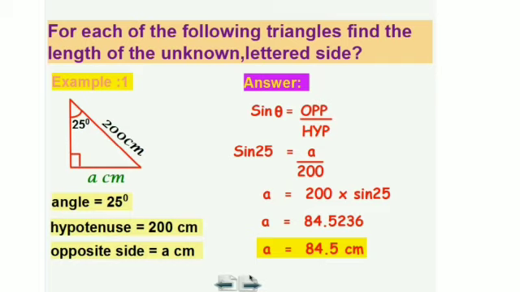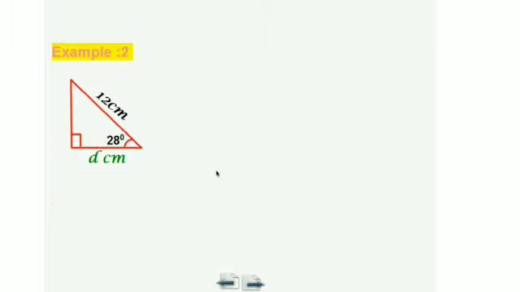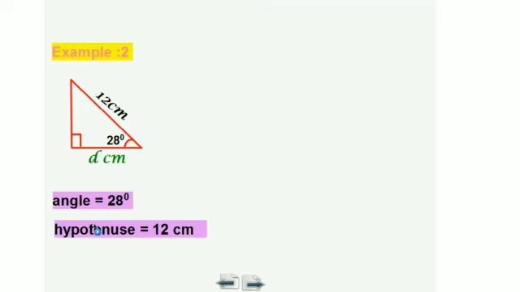We can check another example. Example 2. The question is, there is a right angle triangle. One angle is 28 degree. Comparing to this angle, this is the adjacent side, d centimeter. Then this is our hypotenuse, it's 12 centimeter. We want to calculate this adjacent side. What is the answer? So what are the given conditions? Angle is equal to 28 degree, hypotenuse is equal to 12 centimeter, and adjacent side is equal to d centimeter. What is the value of d?